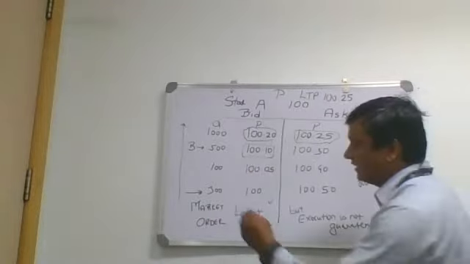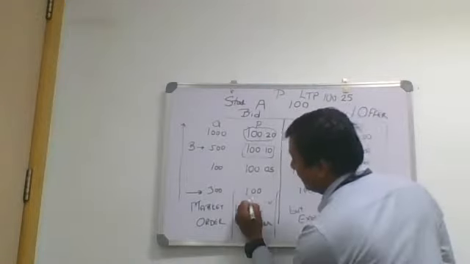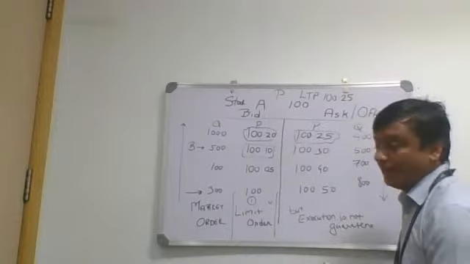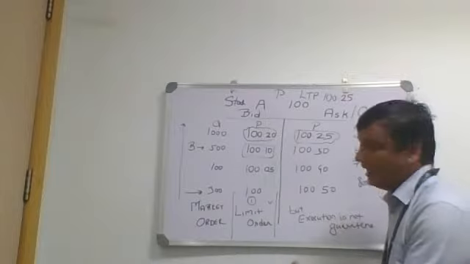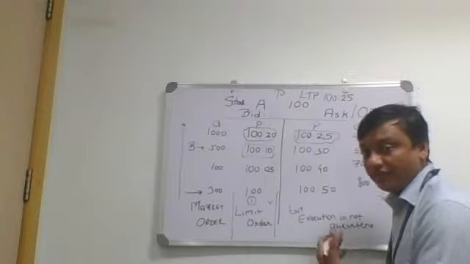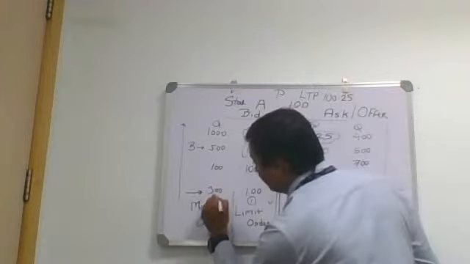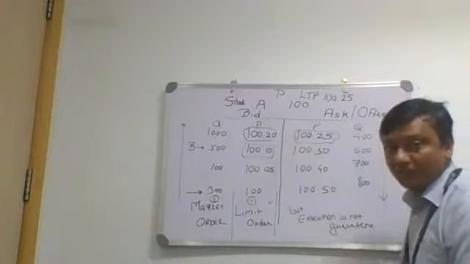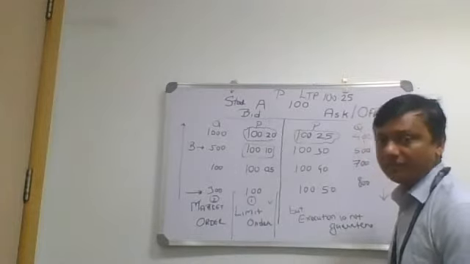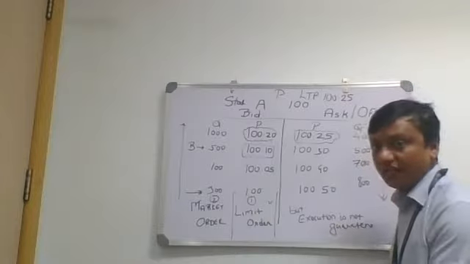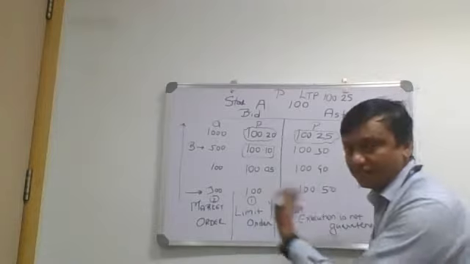Okay, so now we are seeing two order types. One, limit order, where you are placing a bid or an ask at a price at which you are willing to buy or sell. For the market order, you are not concerned about the price. You are just saying, okay, buy this stock at whatever the price is, or sell this stock at whatever the price is.